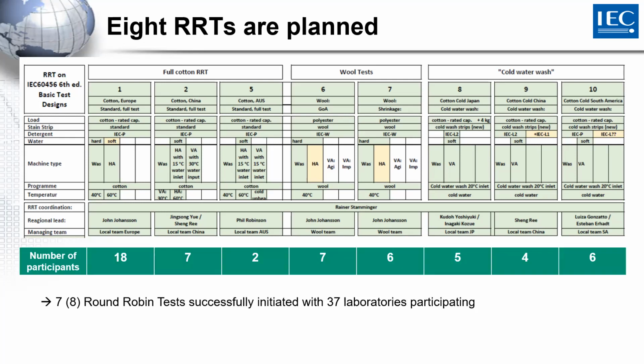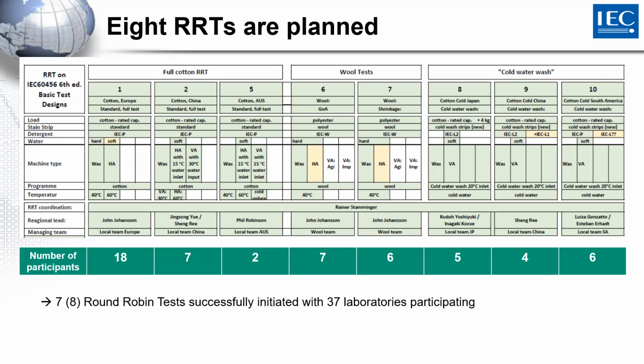And here you see the number of participants. All in all, I think these are 55 participants in the individual round-robin tests, but we have 37 laboratories participating to those 8 round-robin tests. 8 or 7, one can discuss about. In Australia, we only have 2 labs, so it's not a real round-robin test. That's why maybe 7 is the correct number.